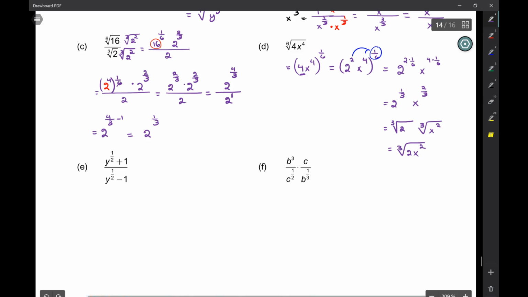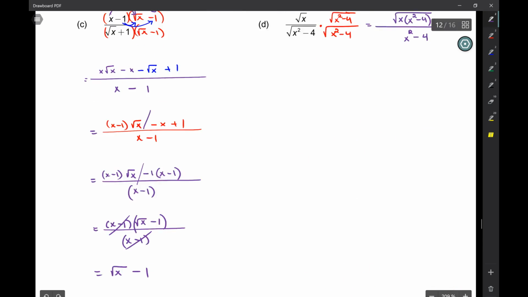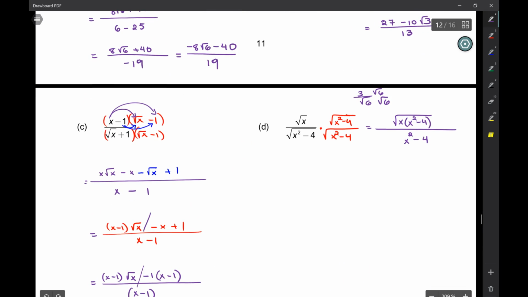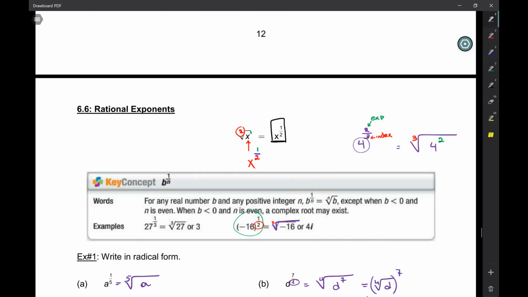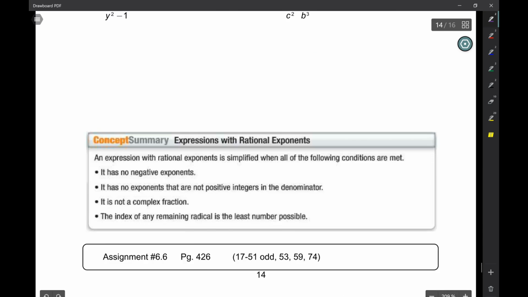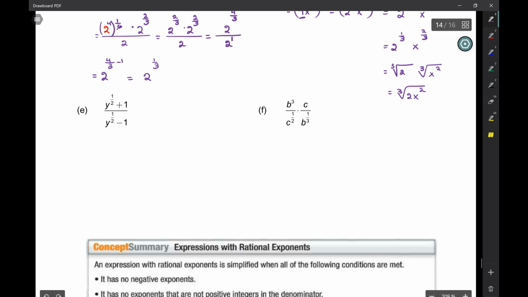All right. So these are similar to what we did here. You see how in this problem C, we had root x plus 1 and we multiplied by the conjugate? Well, look at what I have here. I have y to the half minus 1. Is that the same as root y minus 1? Right? So what would I multiply with? The conjugate, which is root y plus 1. In this case, y to the half plus 1.